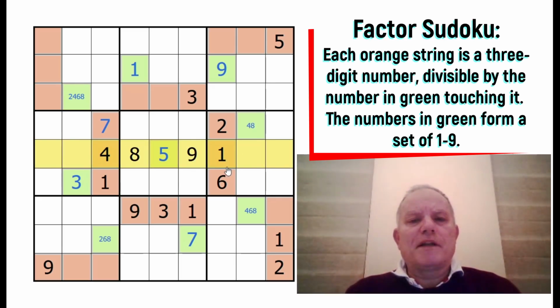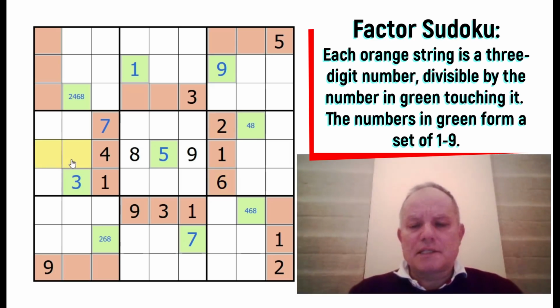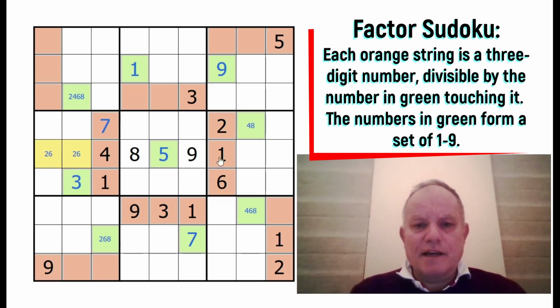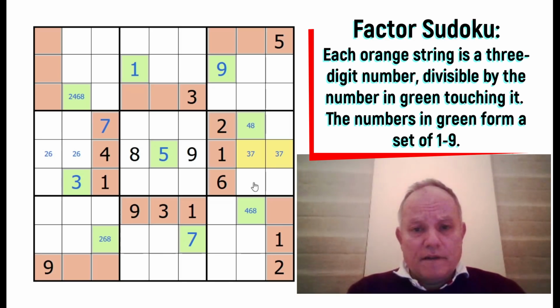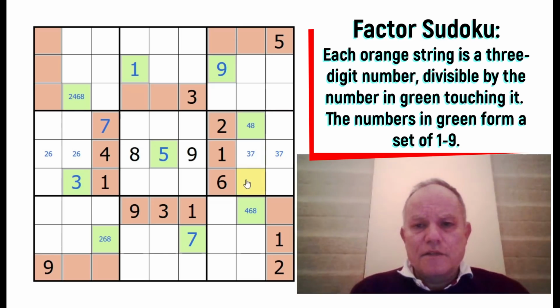4, 8, 5, 9, 1 already placed. 2 and 6 are in this box. So 2, 6 in that row must be a pair over here. That must be a 3, 7 pair opposite. That's good in this box. Look at that 5. That's ruling out those cells. This must be 5. Excellent.